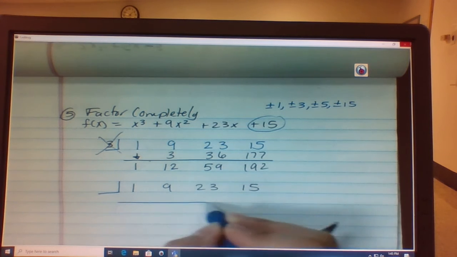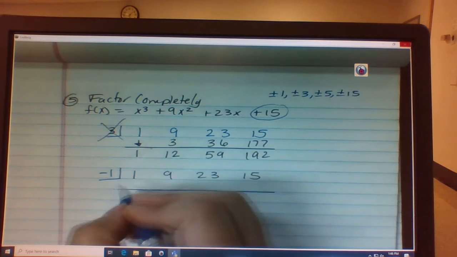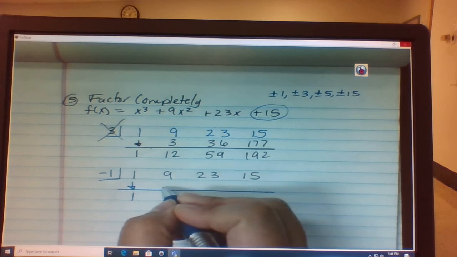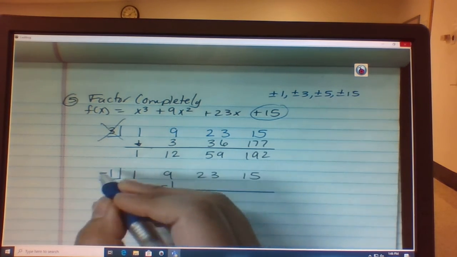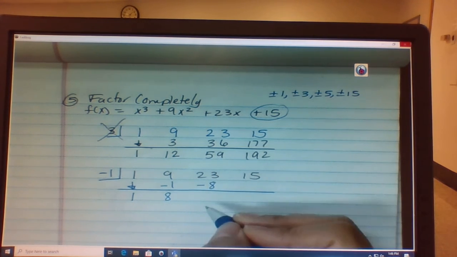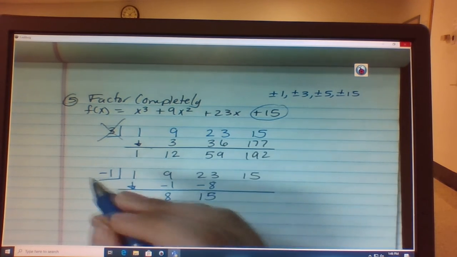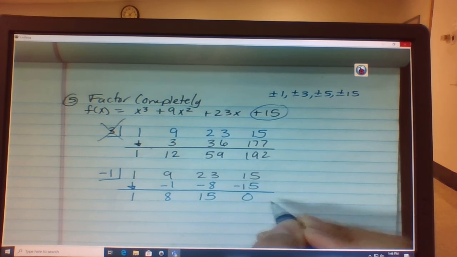So 1, 9, 23, and 15. What number goes outside? Give me one that works. A negative 1, maybe? Okay, a negative 1 will work. You're right. So we're going to try a negative 1. We bring down the first one. What's negative 1 times 1? Negative 1. 9 minus 1? 8. 8 times a negative 1? Negative 8. 23 minus 8 is 15. And 15 times a negative 1? Negative 15, and 15 minus 15, 0.